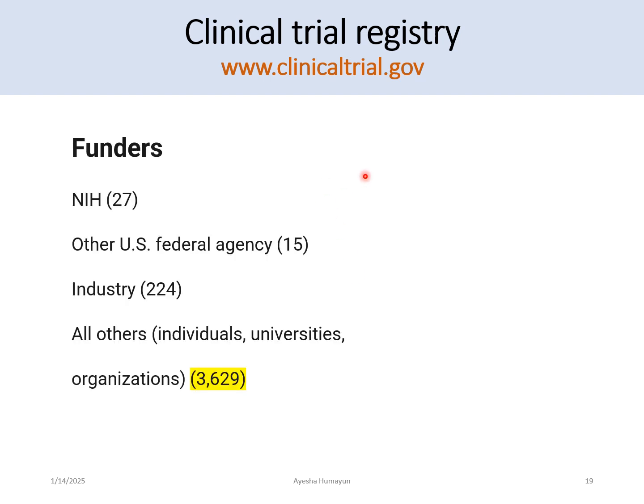So when you look at the funders, the funding agencies, in 27 trials that was NIH, while other US federal agencies were in 15. And looking at the pharmaceutical industry or other industries, there were 224 trials, while individual universities and organizations are sponsoring the majority of the studies in Pakistan, and these are 3,629.